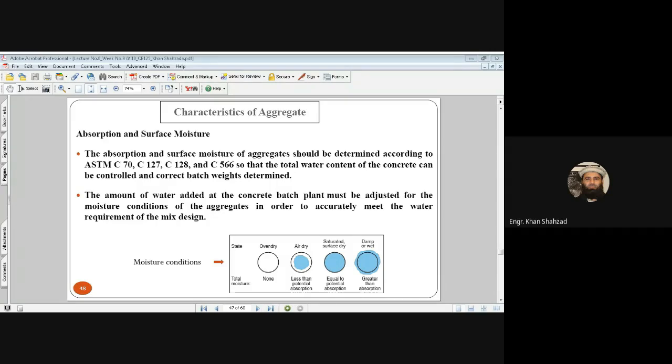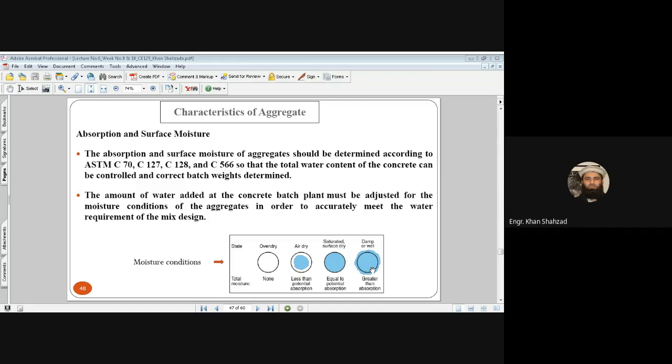ये इस स्लाइड को मैंने चेंज भी नहीं किया था। Each and everything is available here. The amount of water added at the concrete batch plant must be adjusted. How? For the moisture conditions of the aggregates in order to accurately meet the water requirement of the mix design. इसमें जो ऑलरेडी वाटर मौजूद है, आप क्या करें, आप एक स्मॉल सैंपल इससे ले लें, उसको ओवन में टेस्ट करें और इसकी जो वाटर कंटेंट है, वाटर एब्जॉर्प्शन, इसमें जो वाटर ऑलरेडी मौजूद है वो आप कैलकुलेट करें कि how much water it has been absorbed.